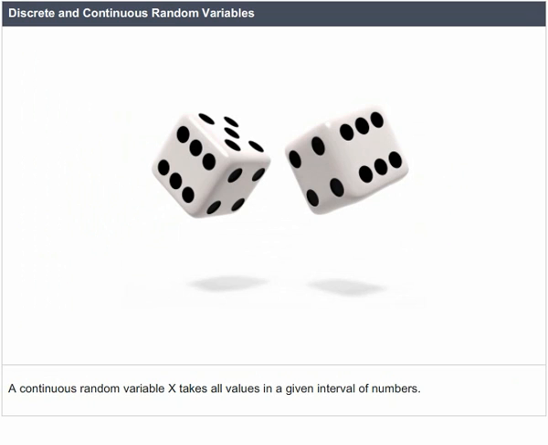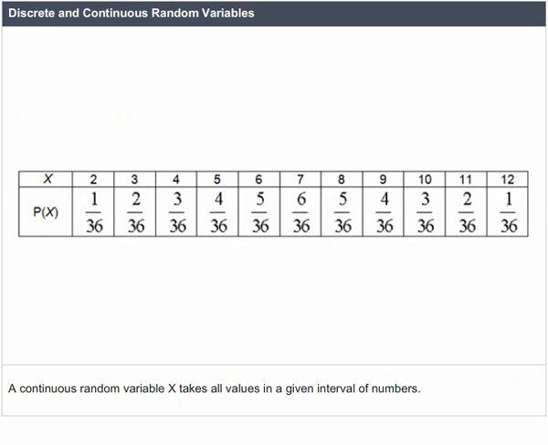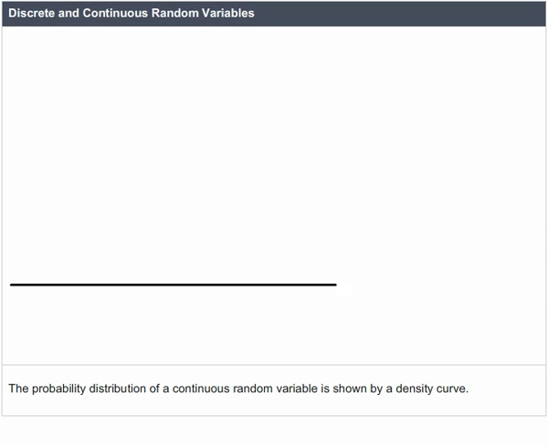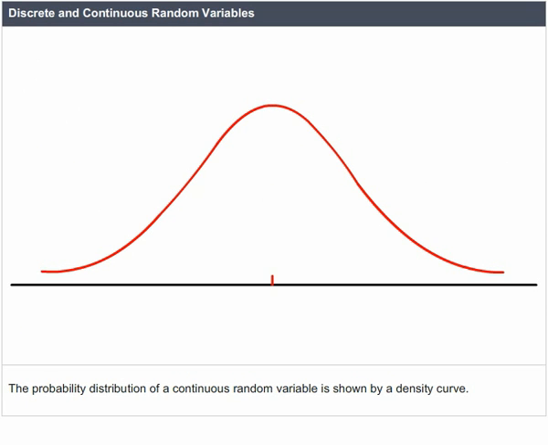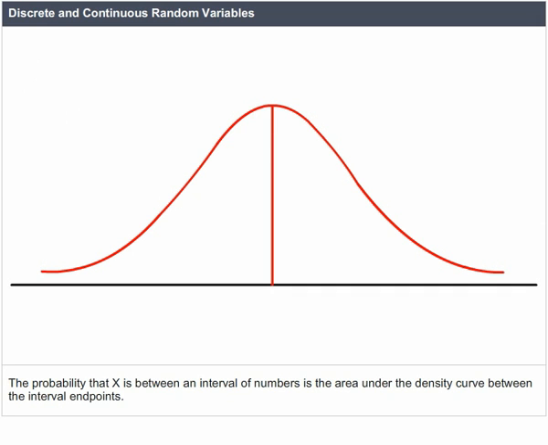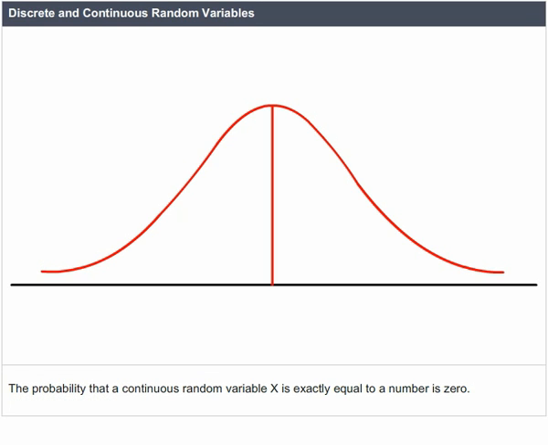A continuous random variable X takes all values in a given interval of numbers. The probability distribution of a continuous random variable is shown by a density curve. The probability that X is between an interval of numbers is the area under the density curve between the interval endpoints. The probability that a continuous random variable X is exactly equal to a number is 0.